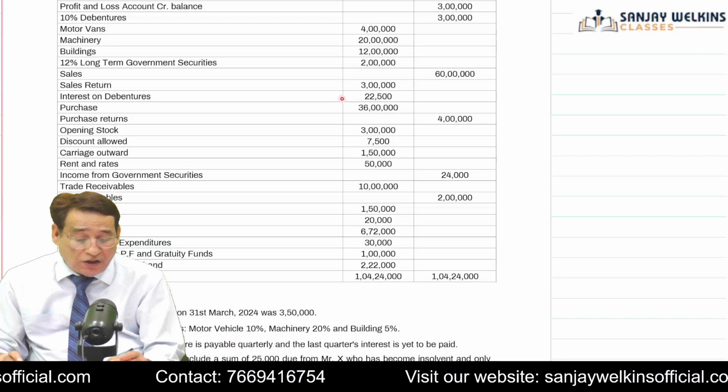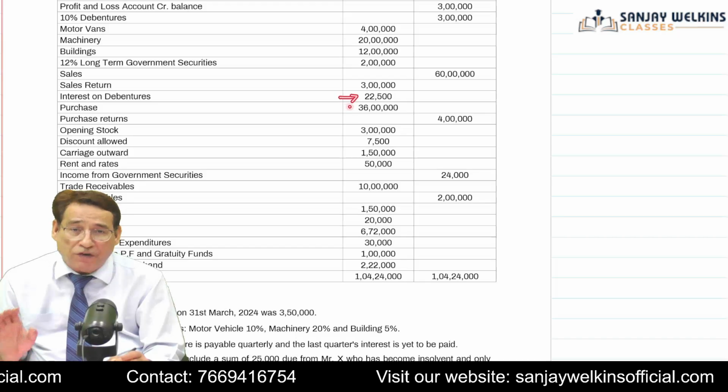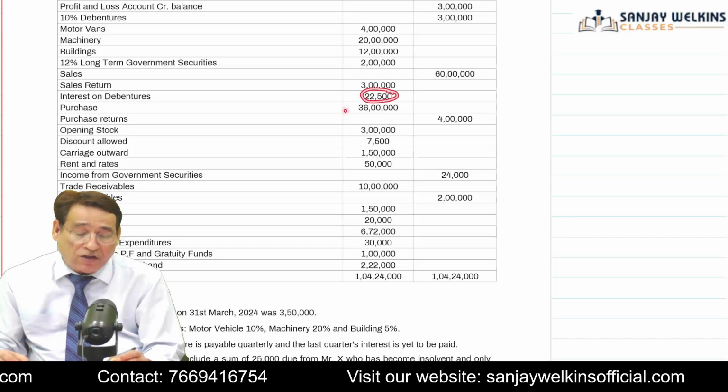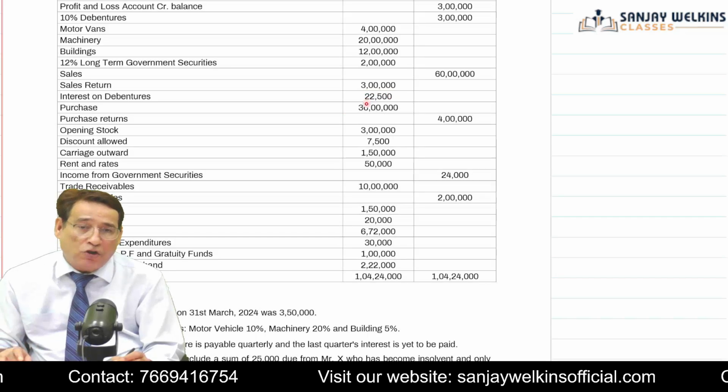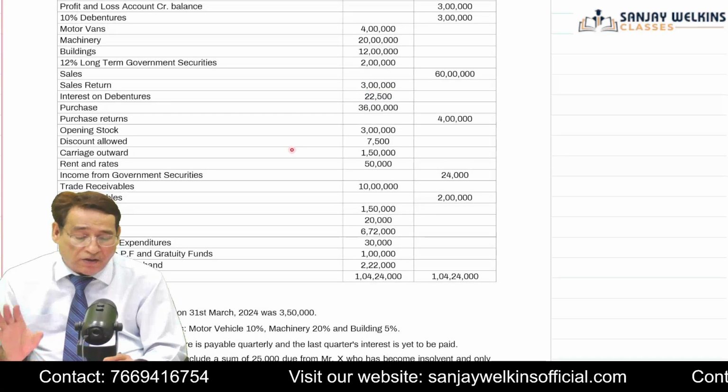Then interest on debenture is being given as 22,500. Now, interest on debenture is 22,500. That means this much of interest we have paid already. Is it clear to you?